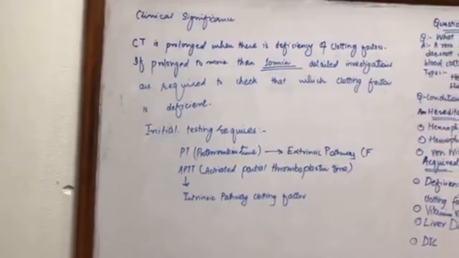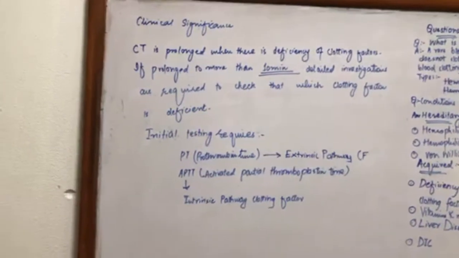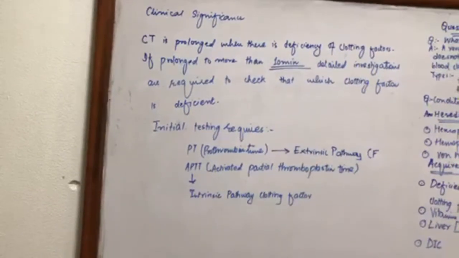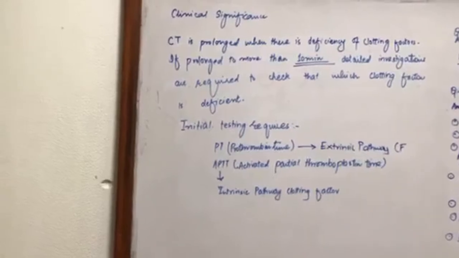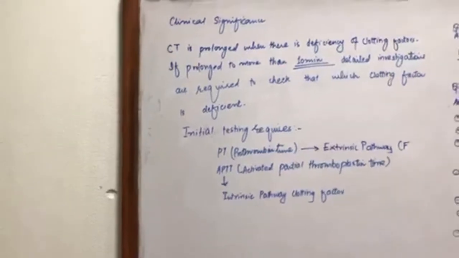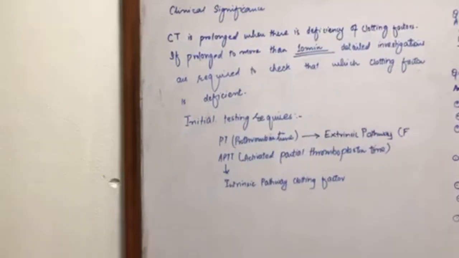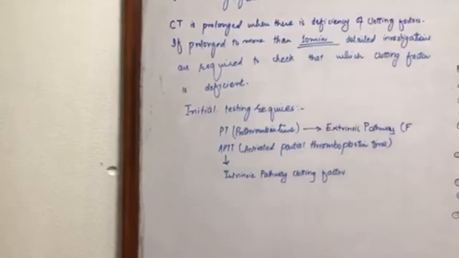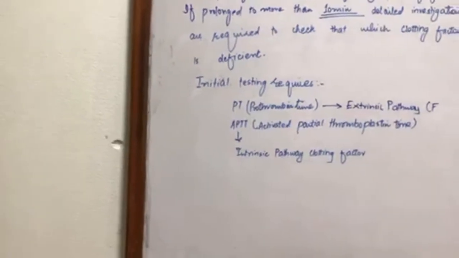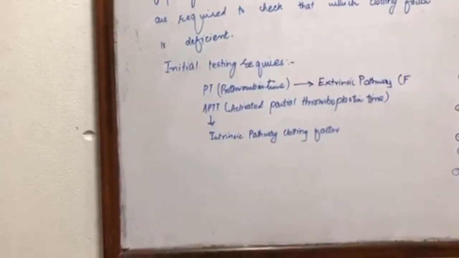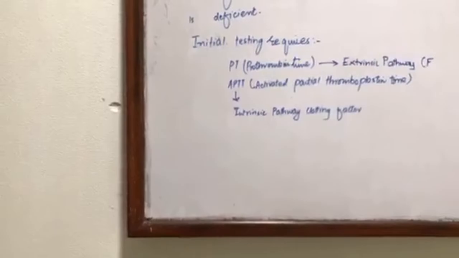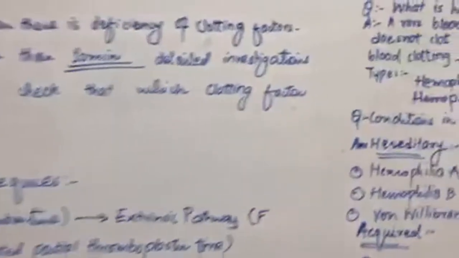Discuss the clinical significance of the clotting time. With the help of clotting time, if it's increased, if it's prolonged, it will tell us that there is deficiency of some of the clotting factors, because clotting time is prolonged in case of deficiency of clotting factors. So detailed investigations should be done to find out which one of the clotting factors is deficient. The initial testing requires two tests. One is prothrombin time and the second is activated partial thromboplastin time. Next we'll go towards the questions of this practical.